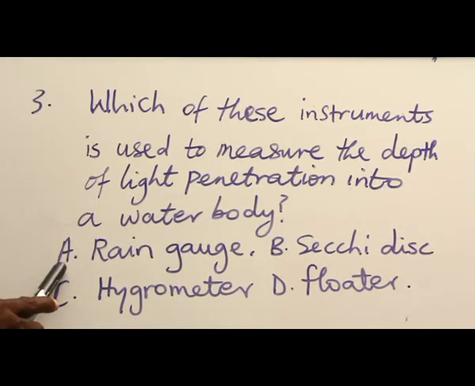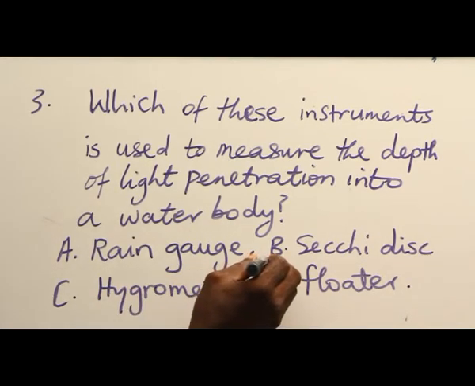For instance, option A, rain gauge, to measure the amount of rainfall. Option C, hygrometer, is used. This instrument is used in measuring relative density of the atmosphere. A floater can be used to measure the speed of a current. Therefore, to measure the rate and the depth at which light penetrates into the water, you use this instrument called secchi disc. So answer to number 3 is option B.